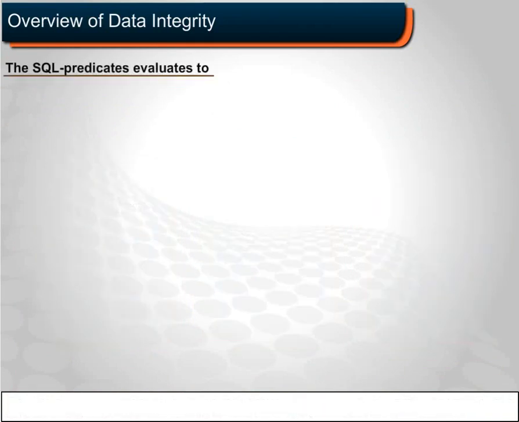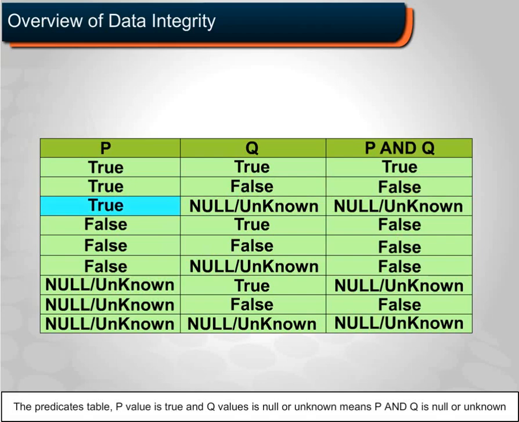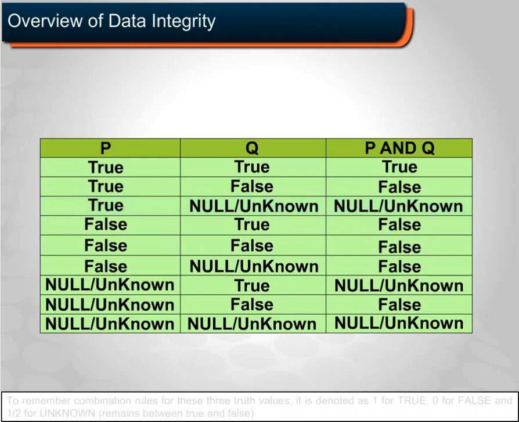The SQL predicate evaluates according to the predicate table. P value is true and Q value is true means P and Q is true. The predicate table: P value is true and Q value is false means P and Q is false. P value is true and Q value is null or unknown means P and Q is null or unknown.